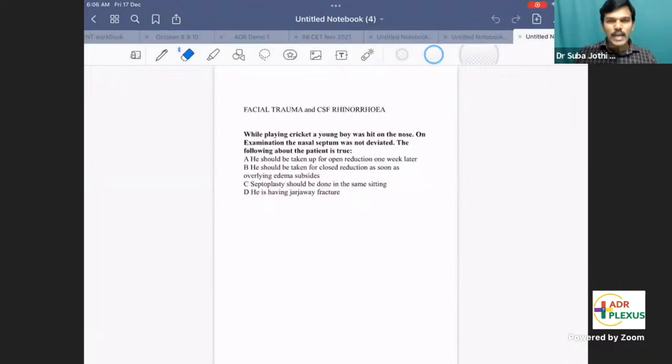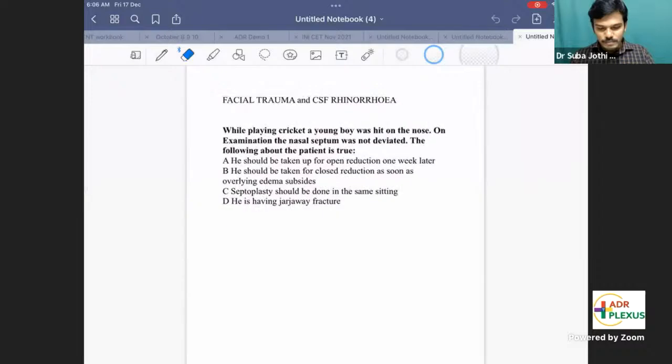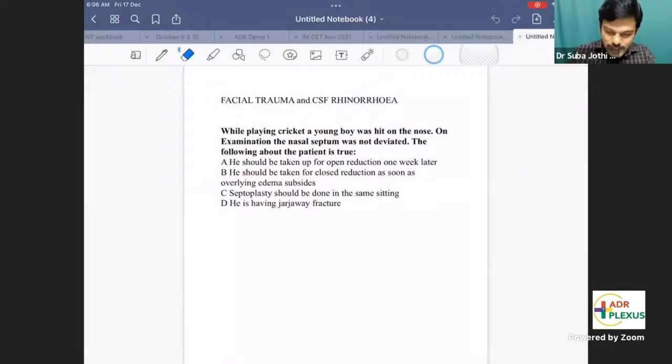So first, I'll put up a question. The question is, while playing cricket, a young boy was hit on the nose. On examination, the nasal septum was not deviated. The following about the patient is true. I'll read out the options. He should be taken up for open reduction 1 week later. He should be taken for closed reduction as soon as overlying edema subsides. Septoplasty should be done in the same sitting. He is having Jarjavay fracture.